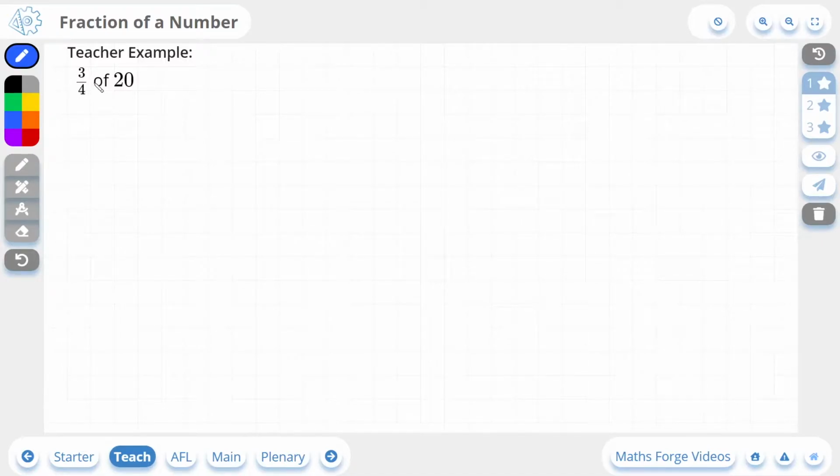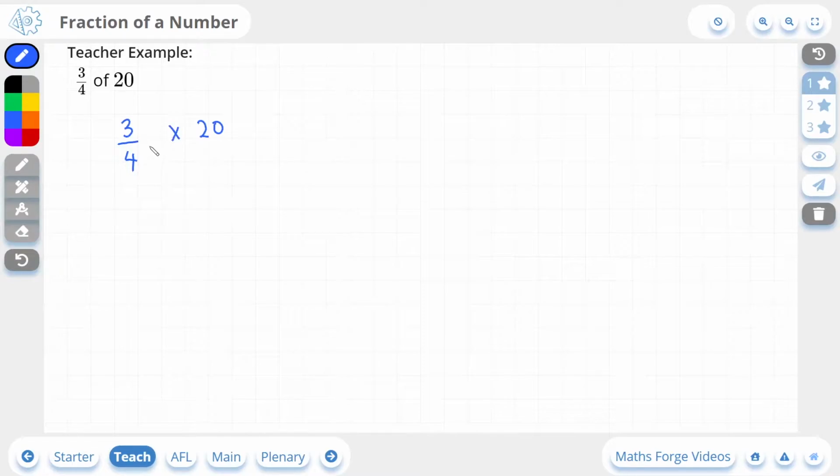So let's take a look at our first example. We're being asked to find 3 over 4 of 20, 3/4 of 20. How you approach this question is as follows. You write your fraction out and you multiply it by 20. So this word "of" can be translated mathematically to a multiplication symbol.